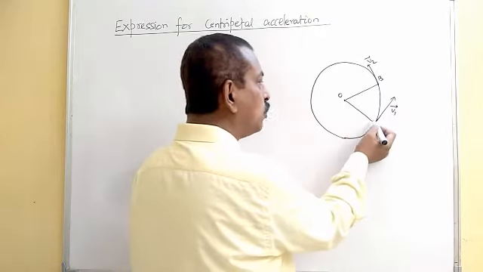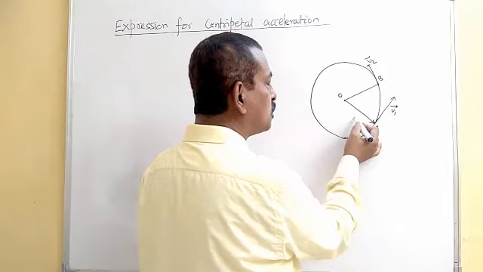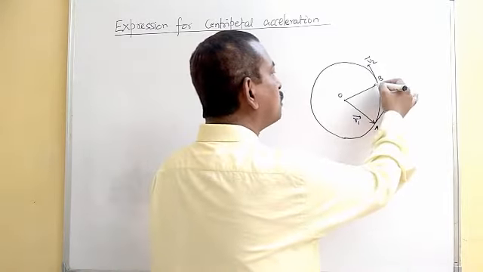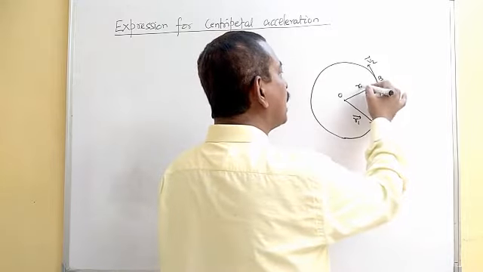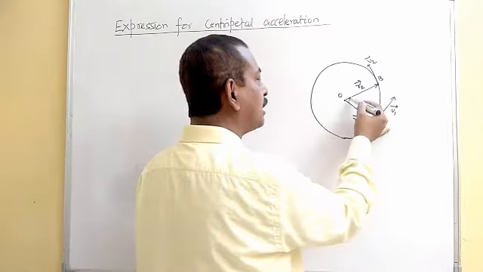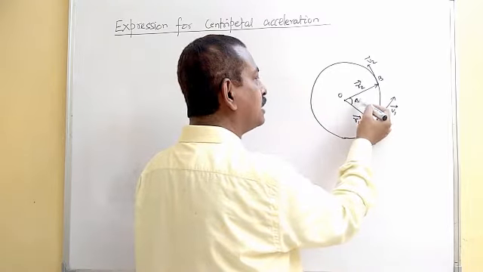Here we can assume that the position vector of point A is r1, and that of B is r2. And it is describing an angle delta theta at the center.